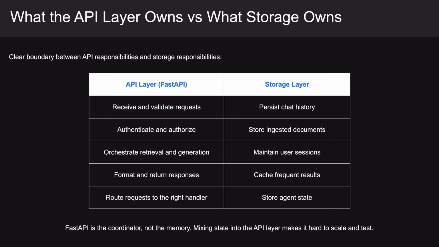When the /ask endpoint handles a query, it reads the conversation history from the database, adds it to the prompt context, calls the LLM, then writes the new exchange back to the database. FastAPI is the coordinator in the middle. It never holds state itself. This separation is what makes the system scalable. You can run 10 FastAPI instances and they all read and write to the same shared storage.